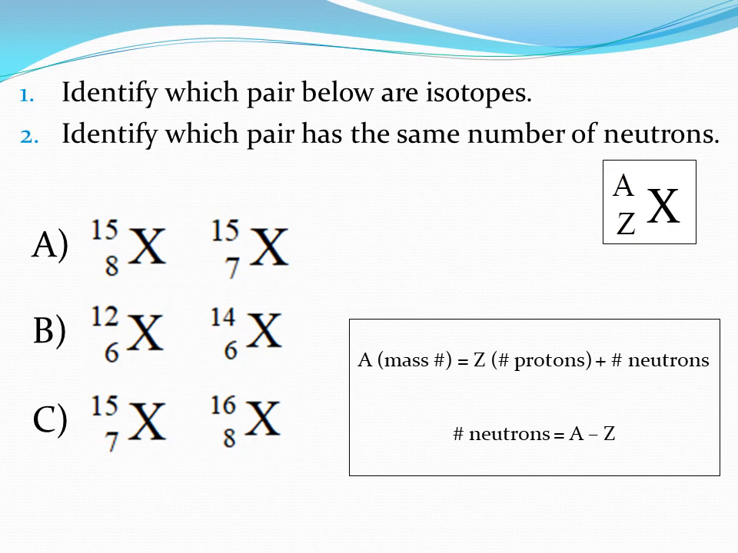In pair B, we have mass numbers 12 and 14, and the atomic numbers are both 6. So 12 minus 6 is of course 6, and 14 minus 6 is 8. So those are not the same number of neutrons. By a process of elimination, the answer must be C, but let's take a look. 15 minus 7 is 8, and 16 minus 8 is 8. So therefore, pair C has the same number of neutrons, which is 8.